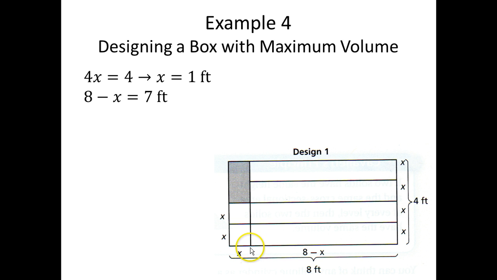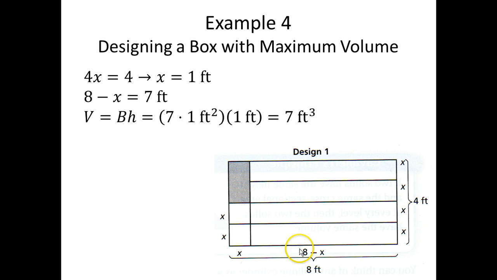So since x is 1 foot, that means that this length here is 8 minus 1, or 7 feet. Okay, so this length here is 7, this length here is 1. So I have the dimensions of my box, essentially. I have the dimensions of each face of my box and the ends.